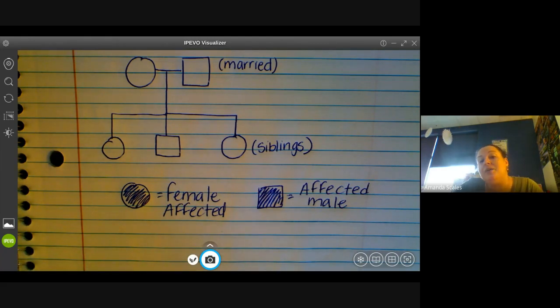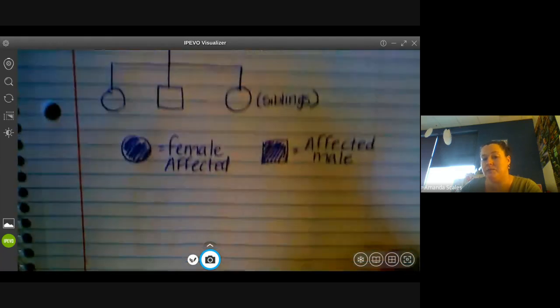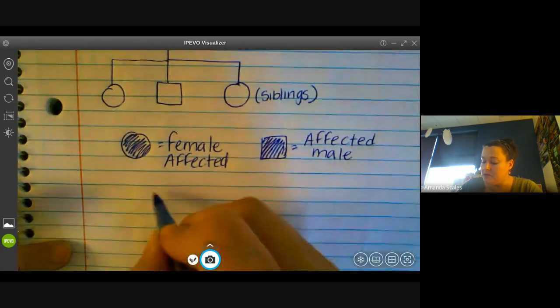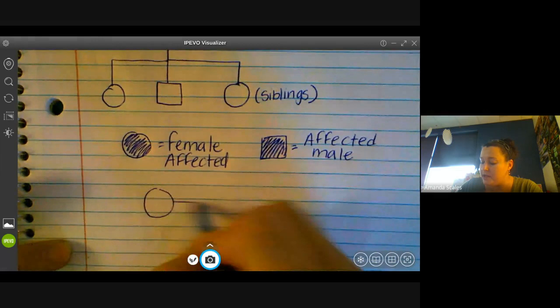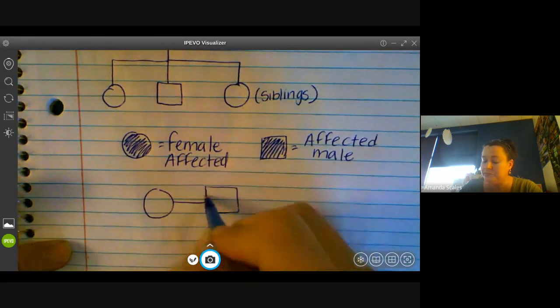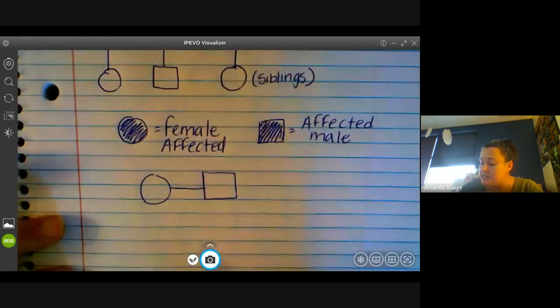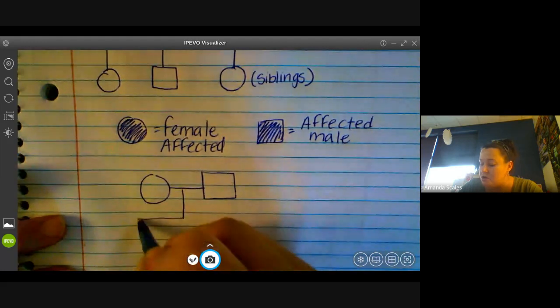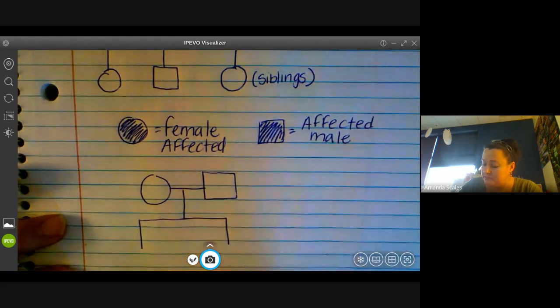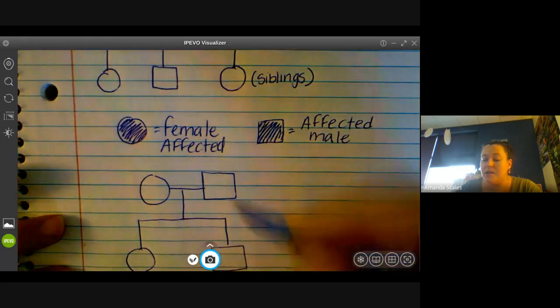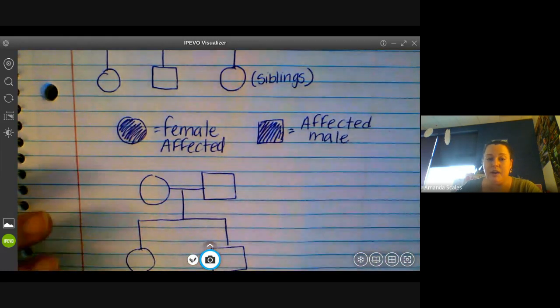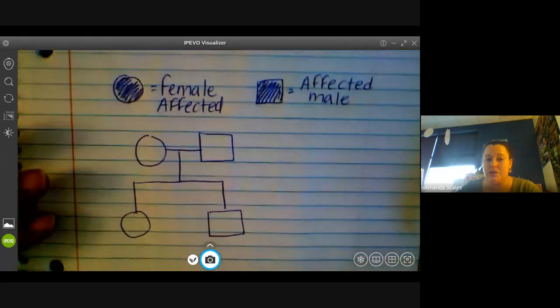Okay, now if you want to show, for example, multiple generations, we're going to make another pedigree here. You can draw this along with me if you want. So we're going to first start off with a married couple like how we did before. And this time we're going to say they have 2 kids, a girl and a boy. This is the first generation of parents, and these are their children.